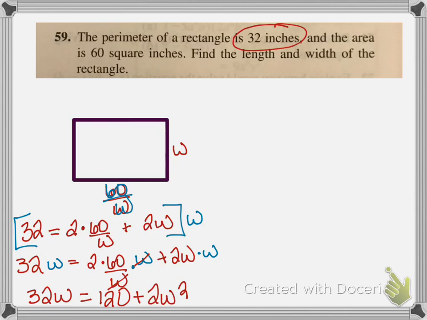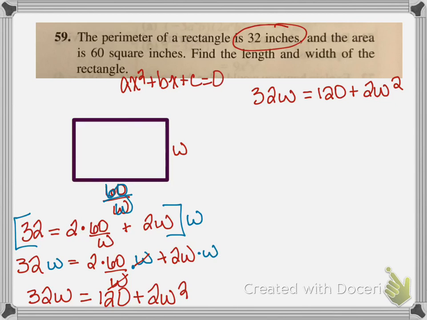So I have 32W equals 120 plus 2W squared. Now remember, I've got to get to AX squared plus BX plus C equals 0. That's what I've got to get to. So the first thing I'm going to do is switch these right here. I'm going to put the 2W squared first. So I have 32W equals 2W squared plus 120. I just changed the order there.